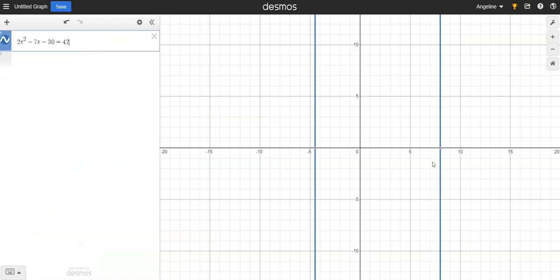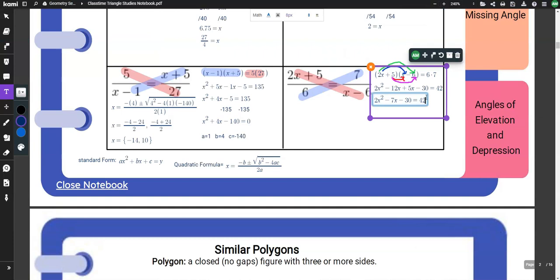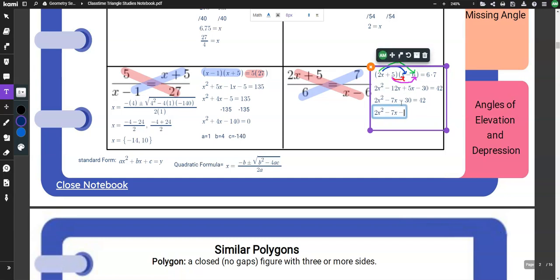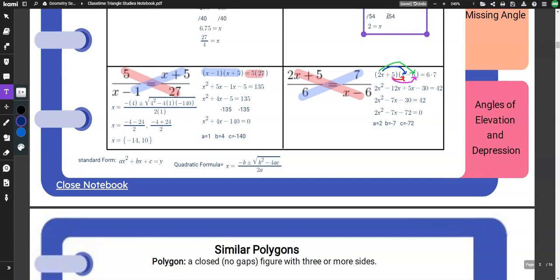To show the answer first, we get 8 and negative 4.5, or negative 9 over 2. Let's do this though, the more quadratic formula. So we have 2x squared minus 7x, and we're going to subtract 42 from both sides, which gives us negative 72. That's going to equal 0. a equals 2, b equals negative 7, and c is going to be equal to negative 72.